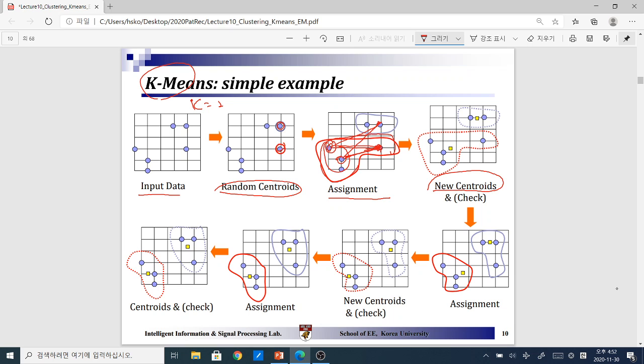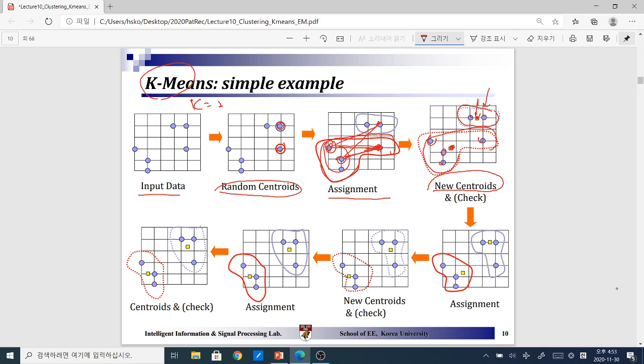And for the new centroids, because these 2 samples initially belong to the same cluster, out of the 2 clusters, what we do is we take the average value of these 2, which is going to give you the new centroid location right here. And the average of these 1, 2, 3, 4 samples for this cluster would be right here. So we can then compute the new centroids.